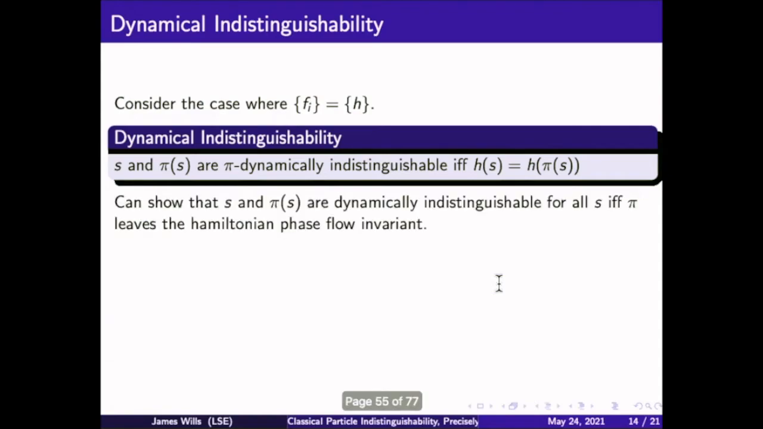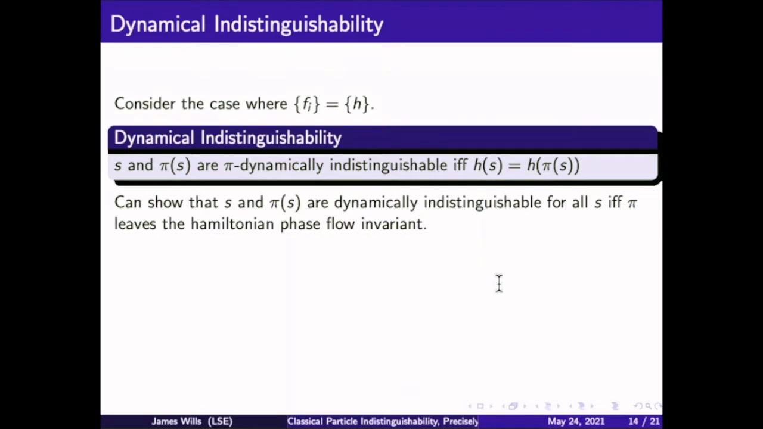And indeed, you can show this: if two states are dynamically indistinguishable in this sense, the Hamiltonian phase flow is invariant. It's a proposition, it's got a proof. So it has that nice intuitive consequence.